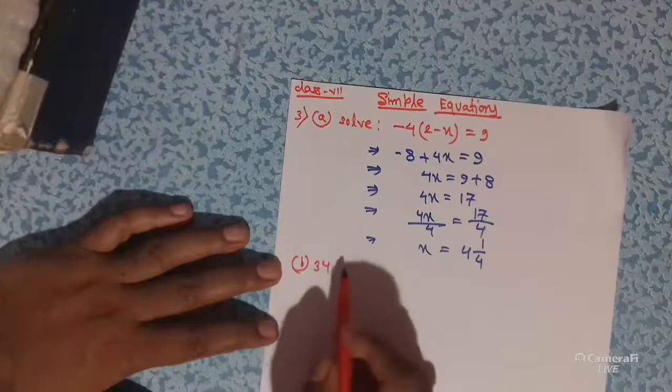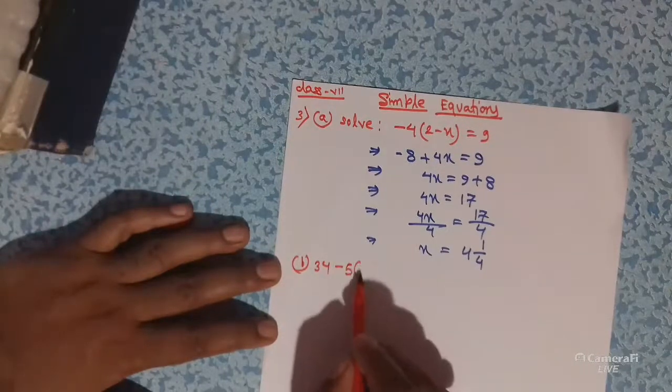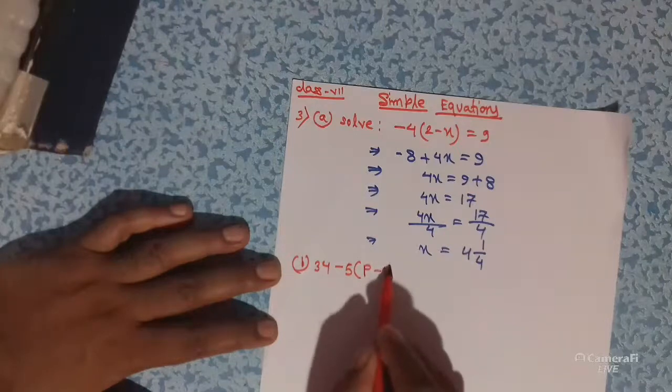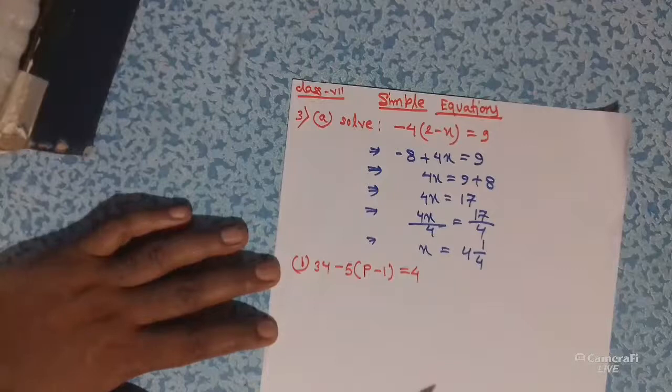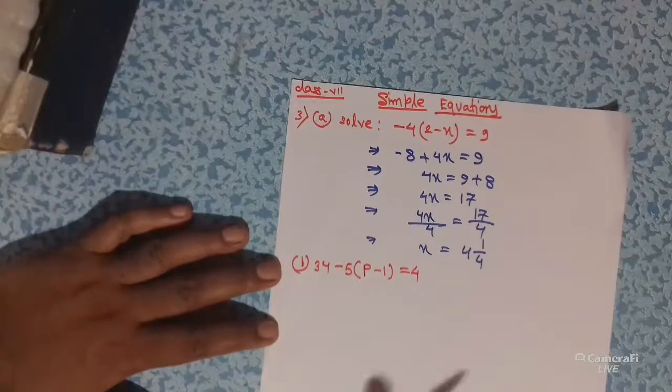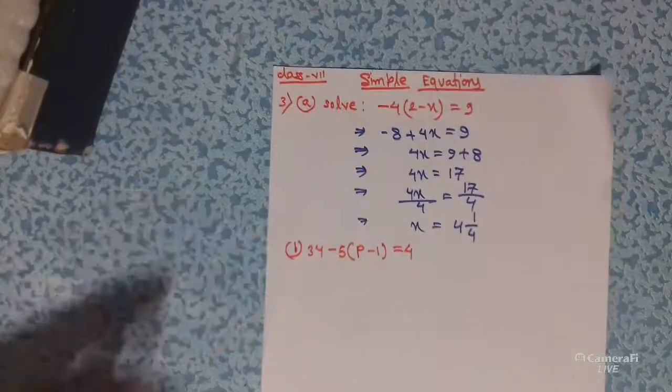34 minus 5 into p minus 1 is equals to 4. 34 minus 5 into p minus 1 is equals to 4. Solve it. That means you have to find the value of p. So find the value of p and send me the answer, students.